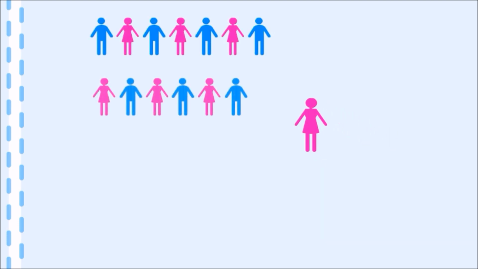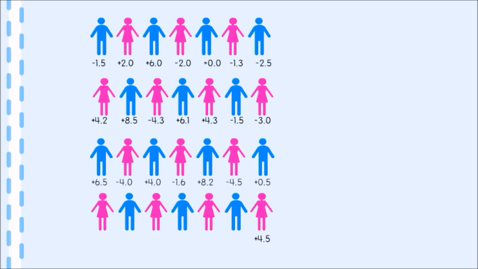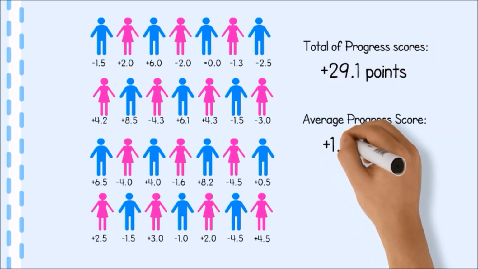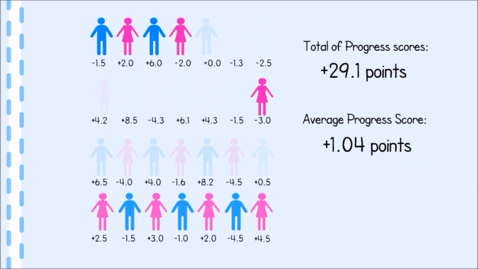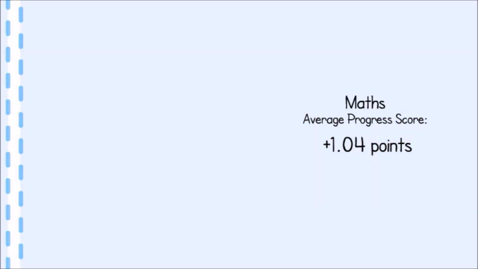This process is repeated for all of the pupils at the school, and we're then able to take a total of their individual positive and negative point scores compared to their starting points in Key Stage 1. They're totalled, and a figure found that describes the average progress score for all pupils in comparison to others of similar starting points. In this case, a positive score of 1.04.